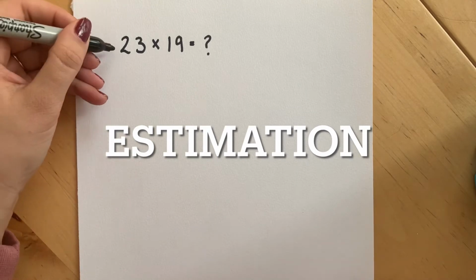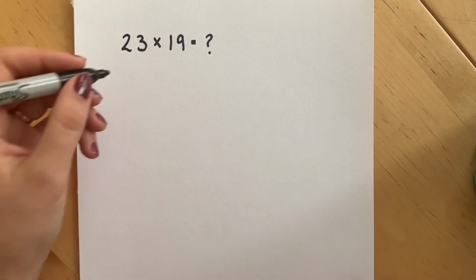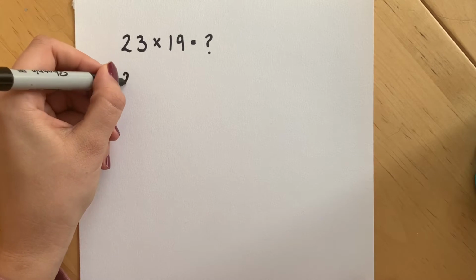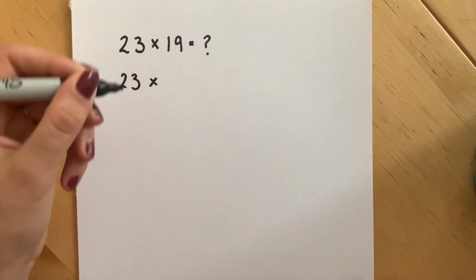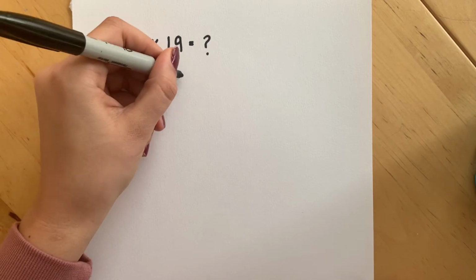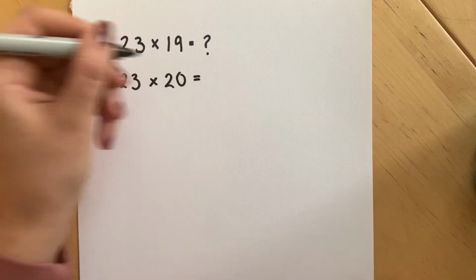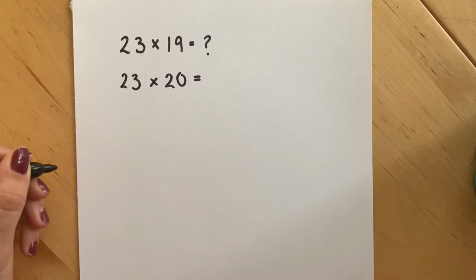So looking at the number 23, we're going to keep that the same. And then looking at the number 19, we're going to round that up to 20. So now this says 23 multiplied by 20.